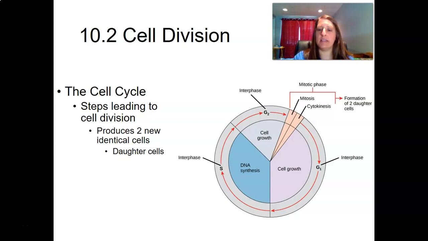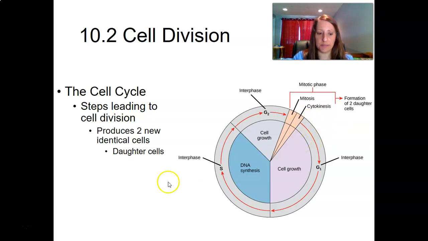Okay, so you can see in this cell cycle, this is pretty neat. It actually shows the relative lengths of time for each of these phases. So it's a cycle, so it's a circle, and it proceeds in the clockwise direction. So we can see those arrows.